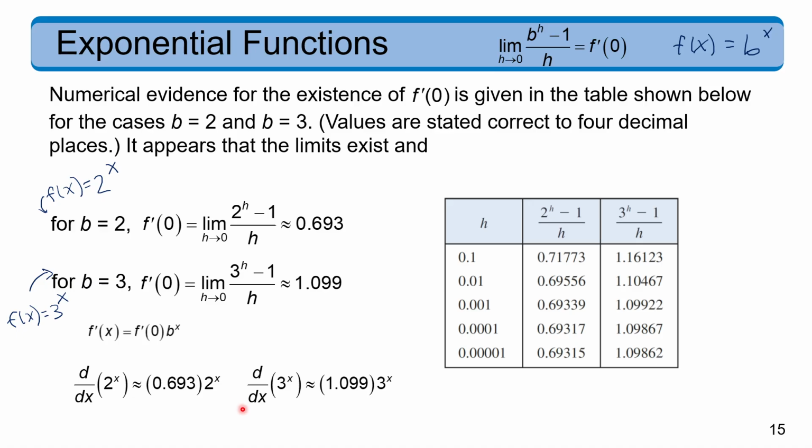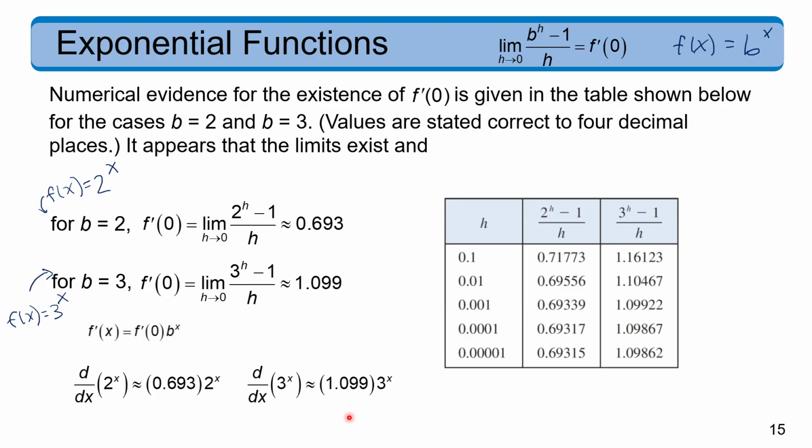Now I'll apply the same method to find the derivative of 3 to the x. So the derivative of our exponential function is always f prime of 0 times the original function. So here it'll be f prime of 0 times 3 to the x, because our original function is 3 to the x. The f prime of 0 for the case when b is 3 is this other constant, 1.099.